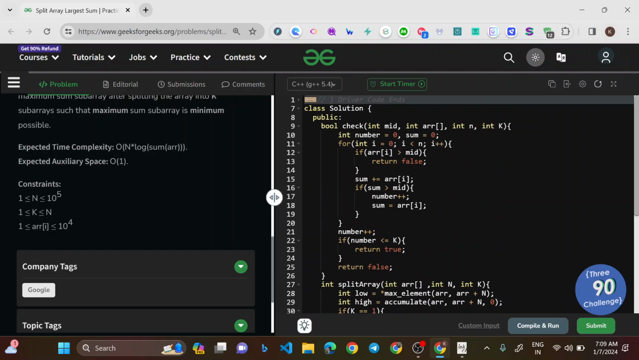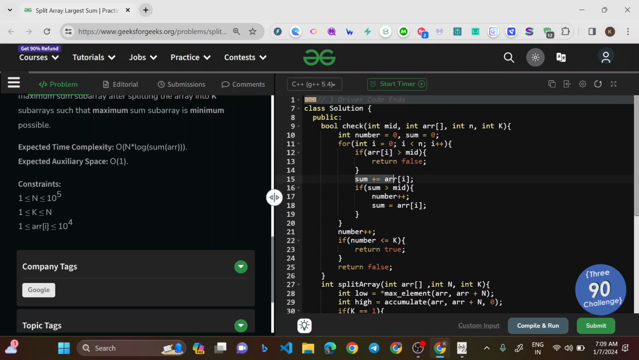So how do you do the check? Int number equal to 0, sum 0. Number denotes the number of subarrays you have formed. Sum denotes the current subarray sum. If a particular array of i is greater than mid, you have a target that each subarray sum must be less than or equal to mid. If a particular element itself is greater than mid, can you include that into any subarray? You cannot. Even putting that element into a subarray by itself is not possible, because the subarray sum is getting more than mid. So in that case you return false.